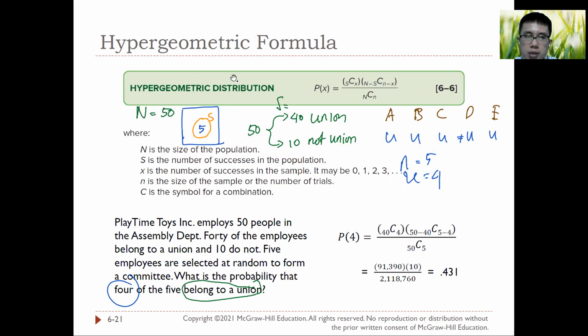So this is the hypergeometric distribution, and with this formula, P(4) is the combination 40 choose 4 times the combination 50 minus 40 choose 5 minus 4, divided by the combination 50 choose 5, and the result is 0.431.